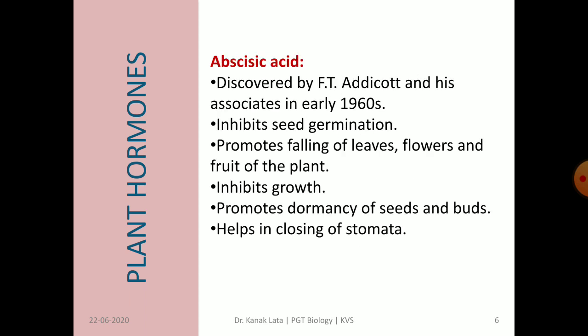The next plant hormone is abscisic acid, discovered by F.T. Addicott and his associates in the early 1960s. Abscisic acid inhibits seed germination, promotes falling of leaf, flower and fruit of the plant, and it also inhibits growth. It promotes dormancy of seeds and buds and helps in closing of stomata.